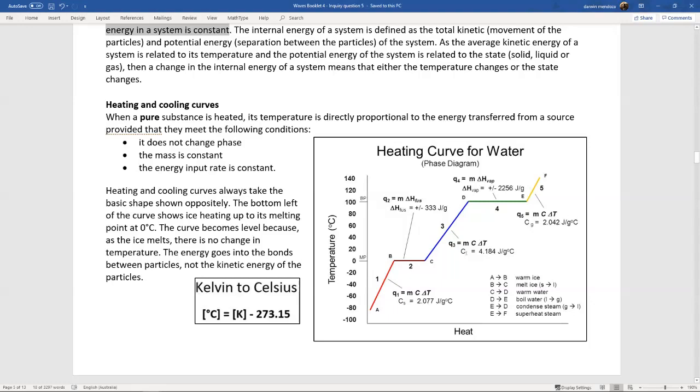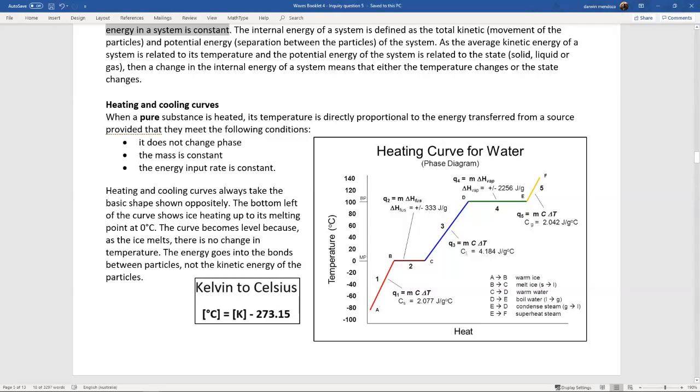From A to B, from there to there, it's warm ice. From B to C, we have ice melting. From C to D, we have warm water, right? That's what's happening there. And from D to E, we have boiling water. So we've got a liquid turning into a gas.